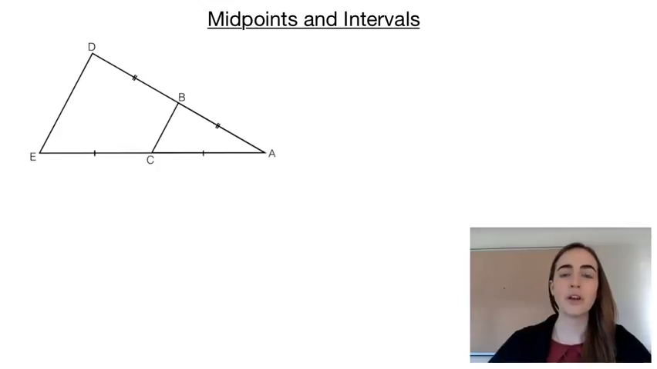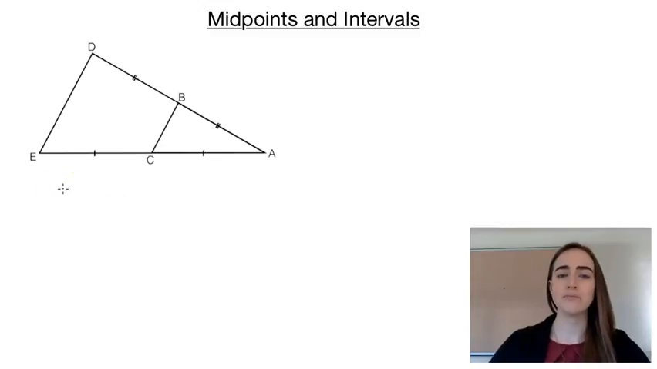In this video, I want to have a look at midpoints and intervals. So we're going to have a look at this triangle to start off with. We've got this large triangle ADE, and in there we've drawn in this interval BC. B is the midpoint of AD, so that's halfway along, and C is the midpoint of AE, and we've joined those together. And we want to find out the properties of this interval BC.